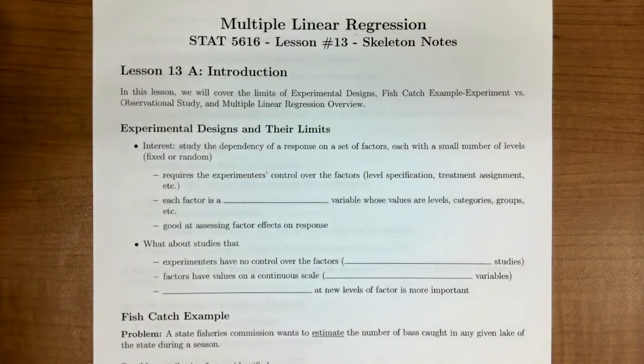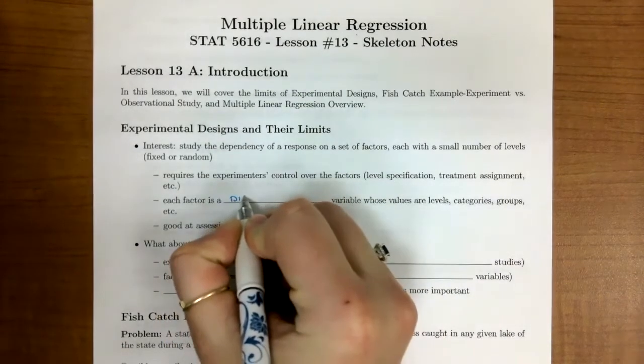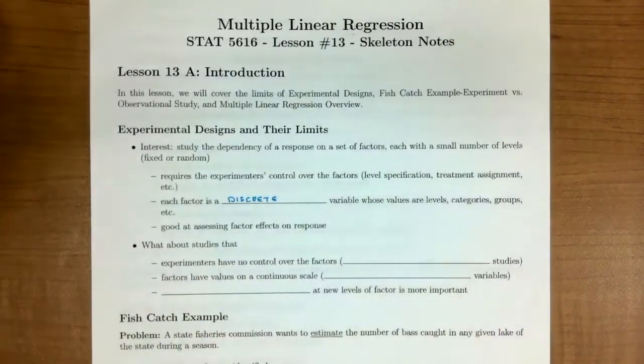So far in this class, we've been interested in studying the dependency of a response on a set of factors, where each factor has a small number of levels, whether they're fixed or random, but we required the experimenter to have control over the factors or specific levels. So we expected, for instance, if we had treatment A, we'd expect 1 or 2 levels and the experimenter to control that. Also, we expected each factor was a discrete variable whose values were categorical or groups.